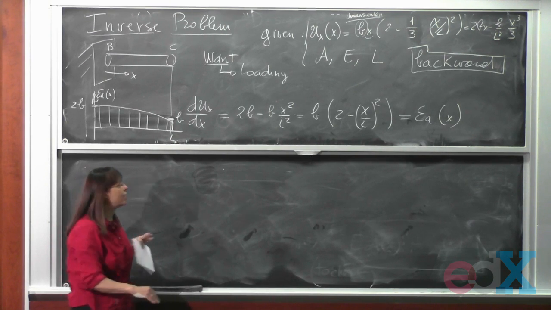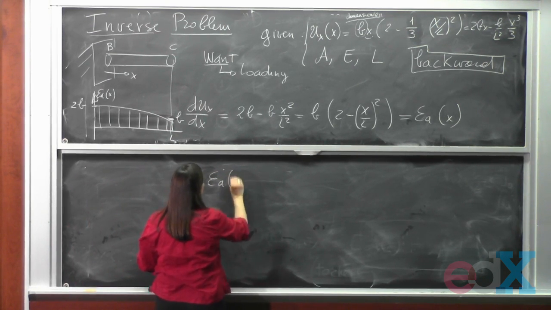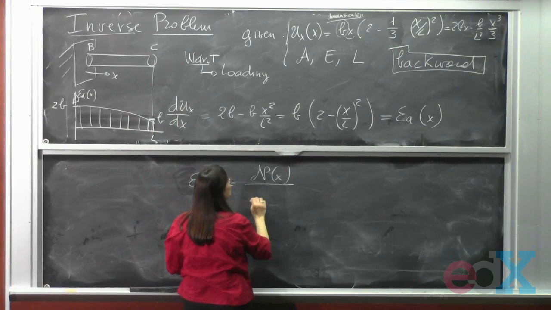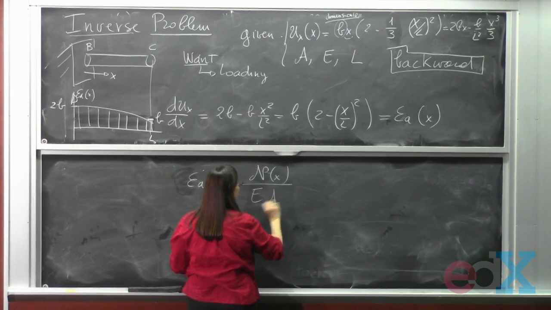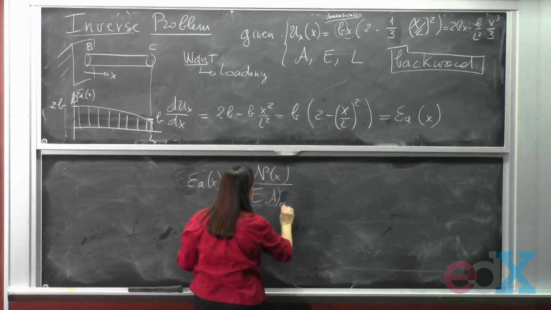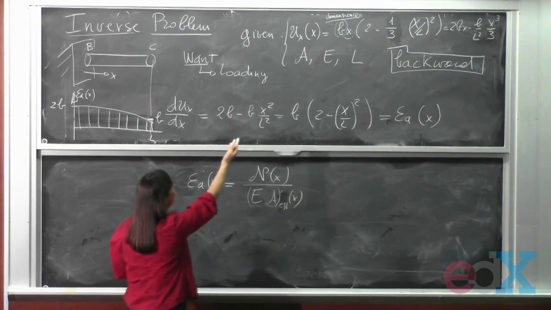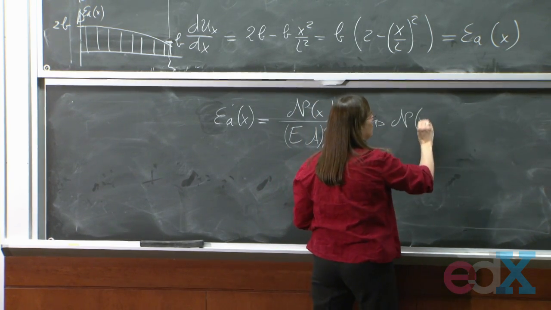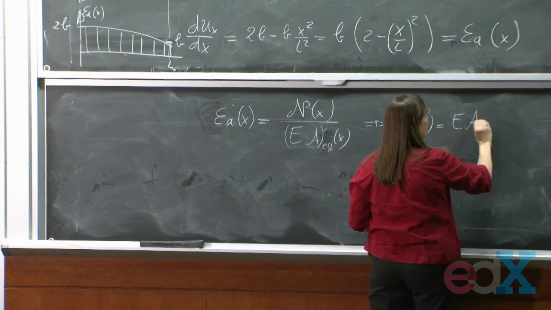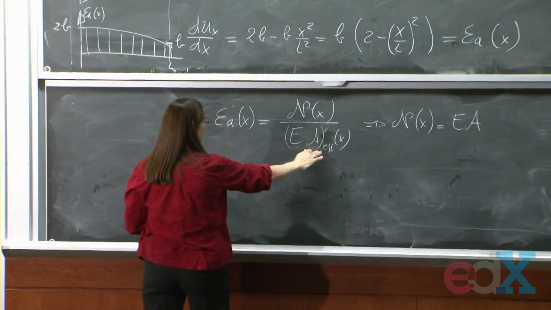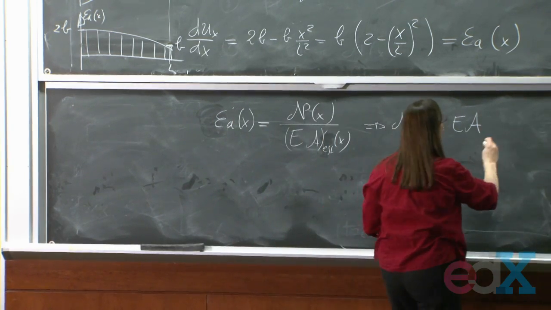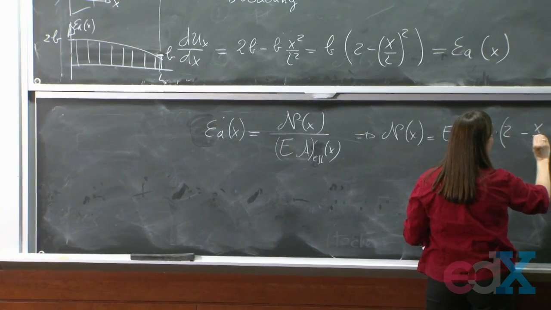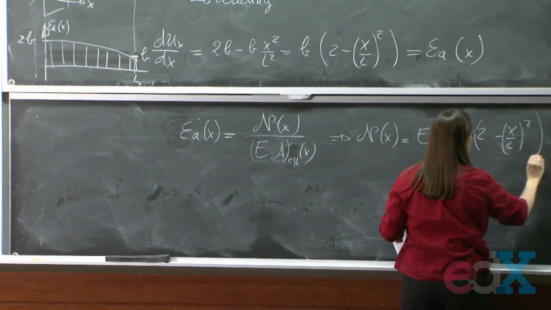I can directly get n of x from my good old friend, because I can say epsilon A of x is equal to n of x over EA effective of x. And EA effective of x is simply equal to EA. So I can get that my n of x is equal to EA times epsilon A of x. So EA then multiplies B, then multiplies 2 minus x over L squared.